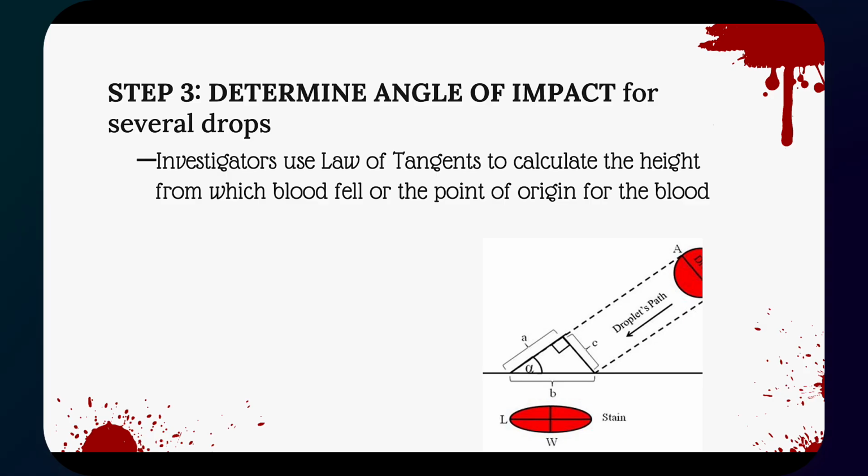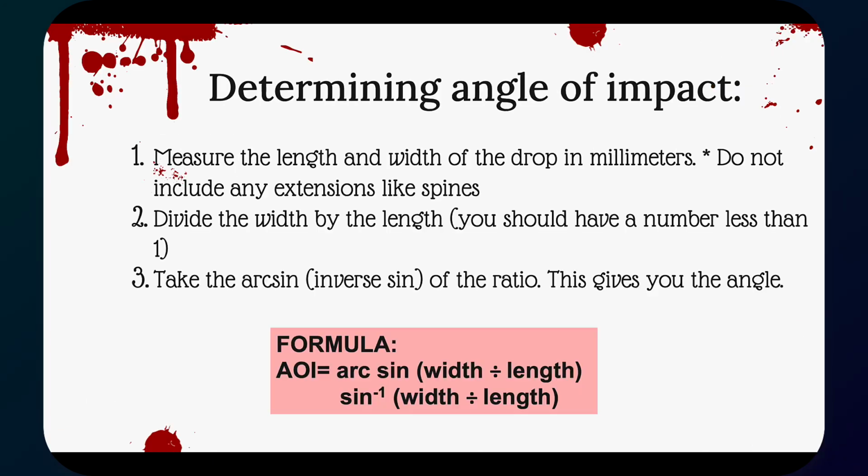And that is a trigonometry calculation using the law of tangents. To determine angle of impact, we're going to measure the length and the width of the drop in millimeters. And you're not going to include any extensions from the drop. You're going to use just the main oval point of it. Divide the width by the length. You should have a number that is less than 1, and then you'll take the inverse sine, or the arcsine, of that ratio, and that will give you the angle.